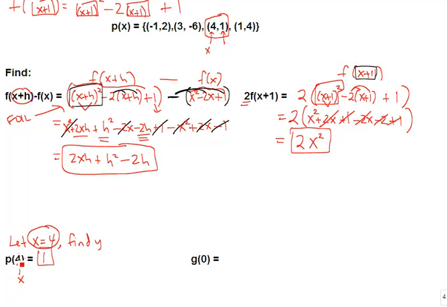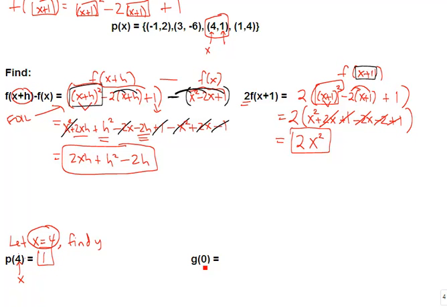So the input number is what's in the parentheses. And when you see a number in those parentheses, you're looking for the y value that goes with that number. So we're finding the y when x was 4.